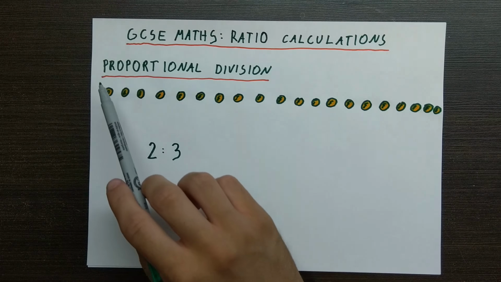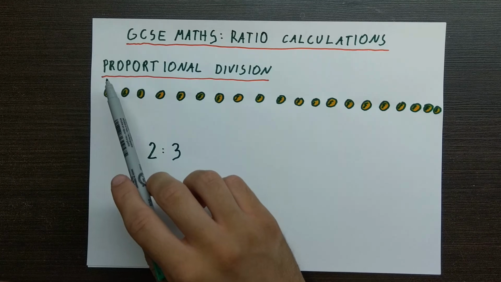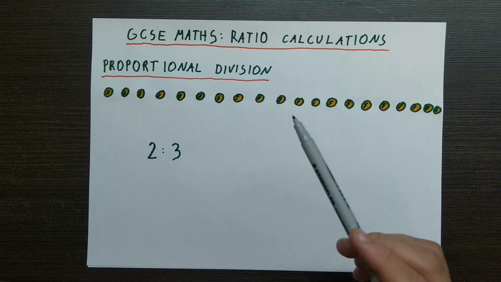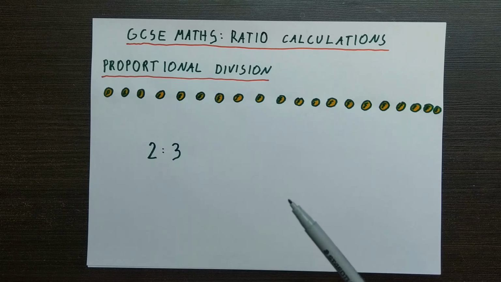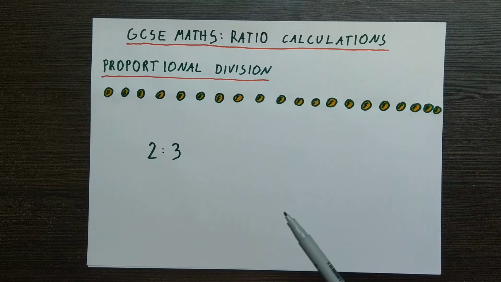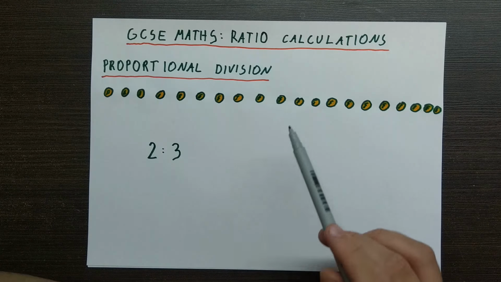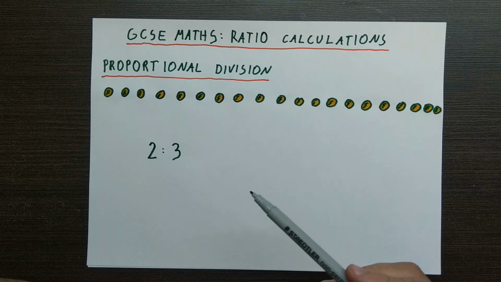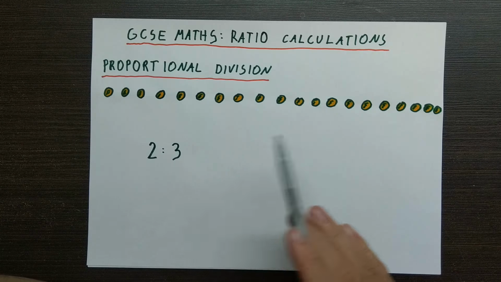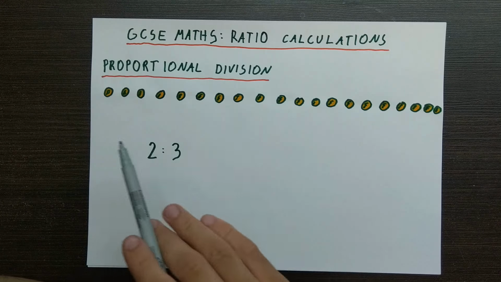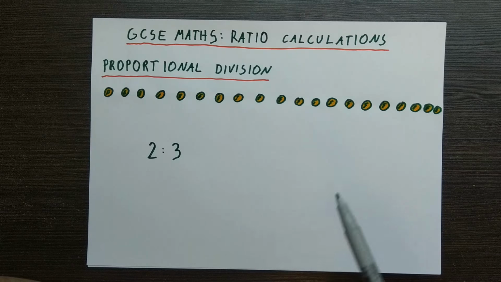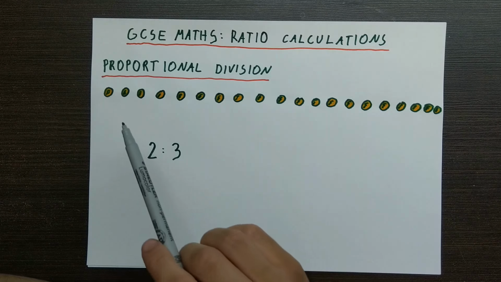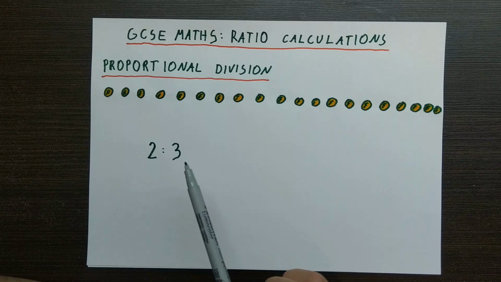So, first thing we need to cover is proportional division. Now, what does that mean? Long story short, that basically means how to convert ratios into actual numbers, how to divide ratios up onto each part. The best way to show this is through an example, and you will see what I mean by it. Okay, so here we have an example.